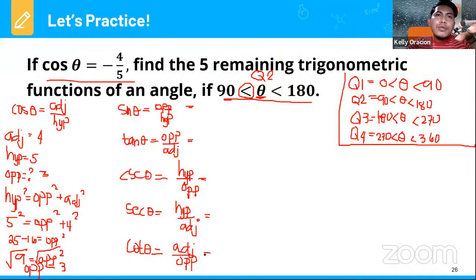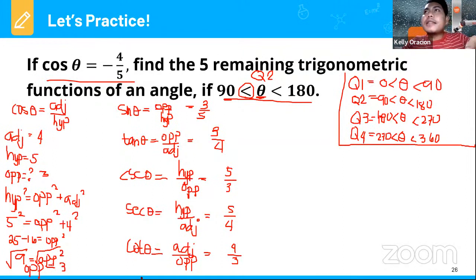So all we need to do now is to plug in the values of our adjacent, hypotenuse, and opposite to each trigonometric function. So let's substitute: opposite is 3, hypotenuse is 5, adjacent is 4. So no problem, because they are all whole numbers. The adjacent, the hypotenuse, and the opposite are whole numbers, so nothing to worry about.